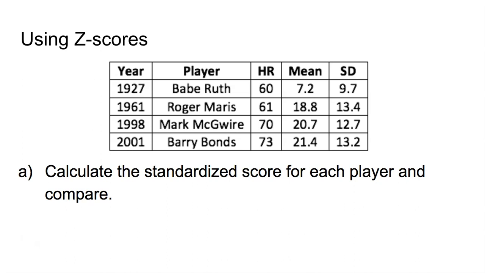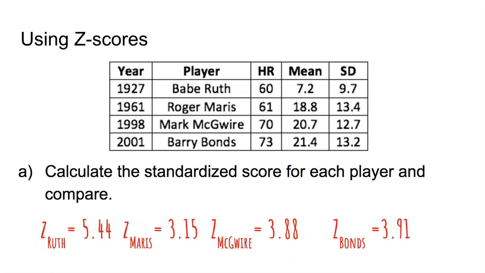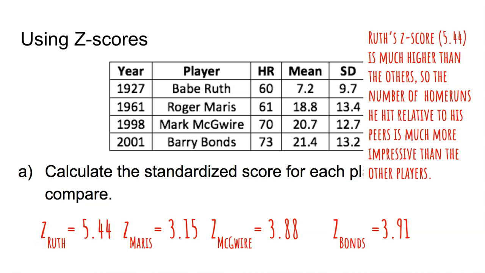Again, the standardized score is a z-score. So calculating the z-score for each player, I'd encourage you to pause the video and see if you can calculate those 4 z-scores. But we get these z-scores for Babe Ruth, 5.44, Roger Maris, 3.15, Mark McGwire, 3.88, and Barry Bonds, 3.91. So we'd say Babe Ruth's z-score, 5.44, is much higher than the others, so the number of home runs he hit relative to his peers is much more impressive than the other players.